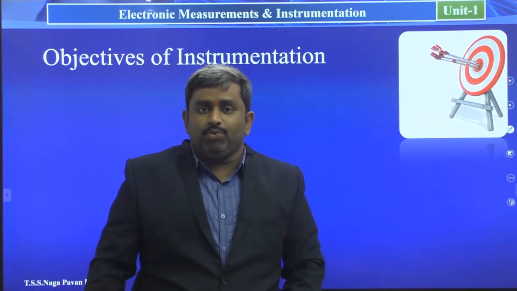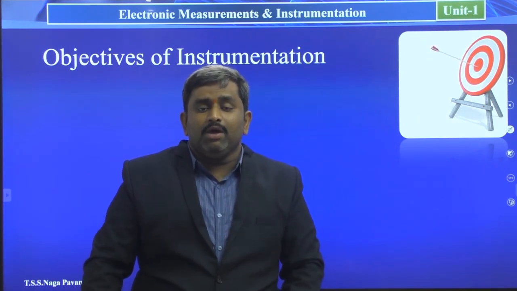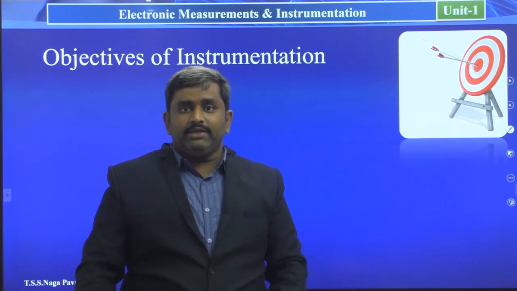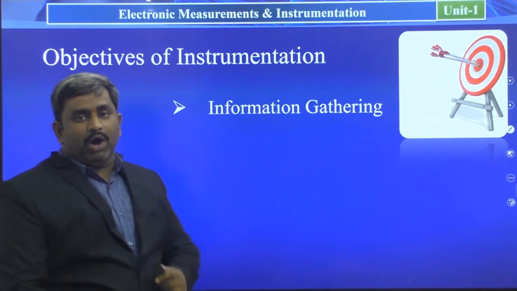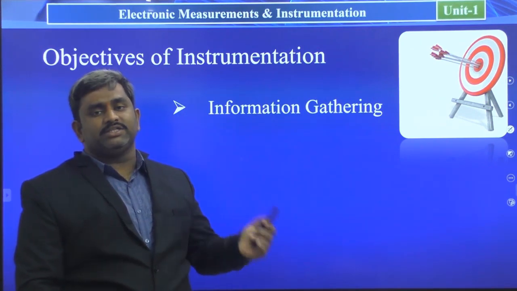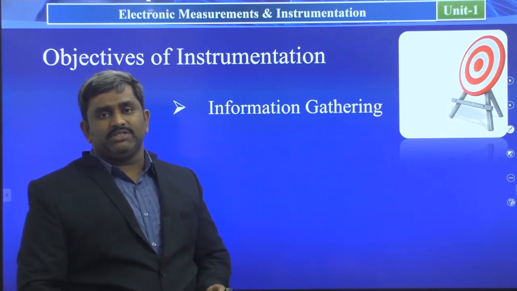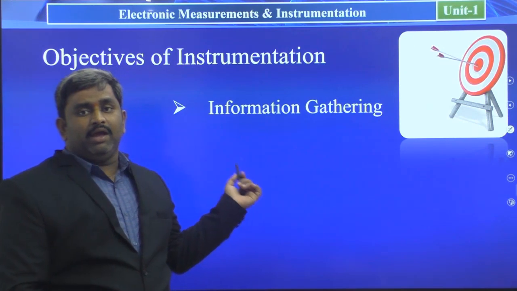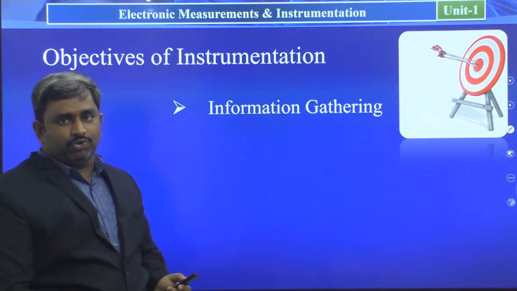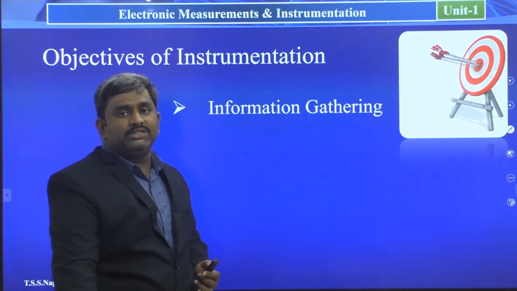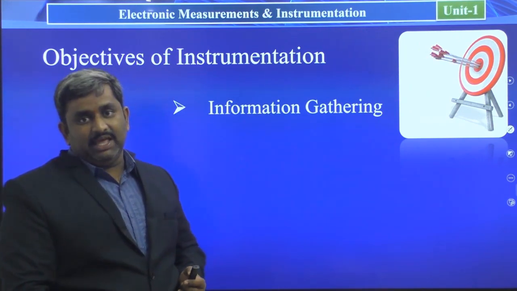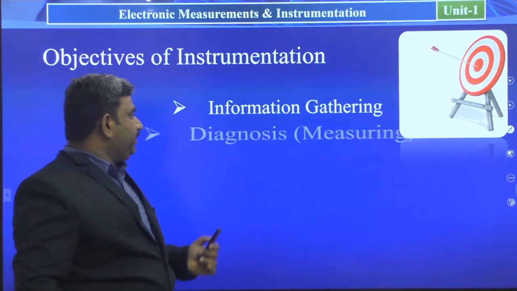What is the objective? What are these instruments doing? The first one is information gathering. Whatever information is available in its surroundings, all of it is gathered with these electronic instruments. By using a voltmeter, it collects how much voltage is available in the electrical lines. Like that, it will collect the information.